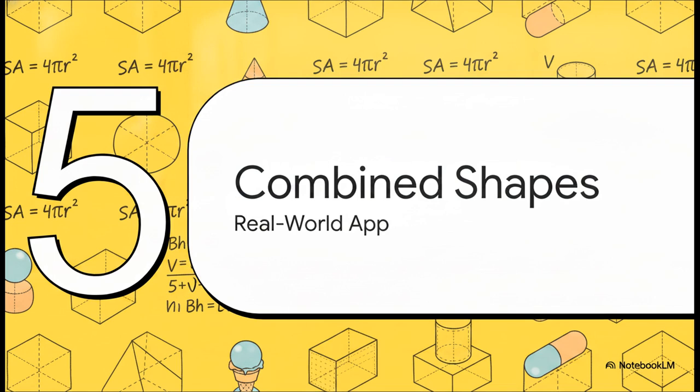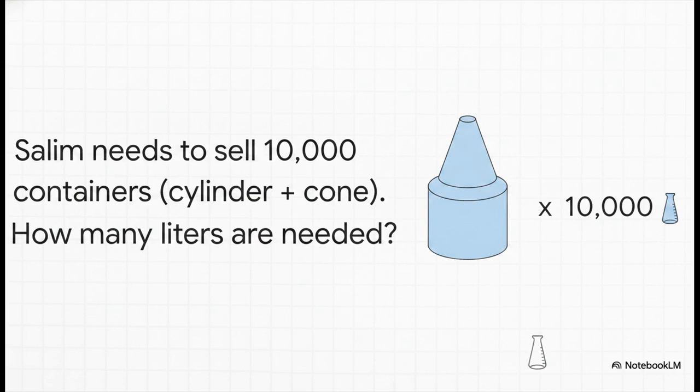Section 5. Solving combined shapes. Meet Salim. Salim is an ice cream entrepreneur, and he's got a real-world problem that is the ultimate test of our new volume skills. Salim sells his ice cream in a composite container. That just means it's made of 2 shapes joined together, specifically a cylinder with a cone right on top of it. He wants to know, if he aims to sell 10,000 of these combined containers in a single month, exactly how many liters of ice cream does he really need to manufacture?